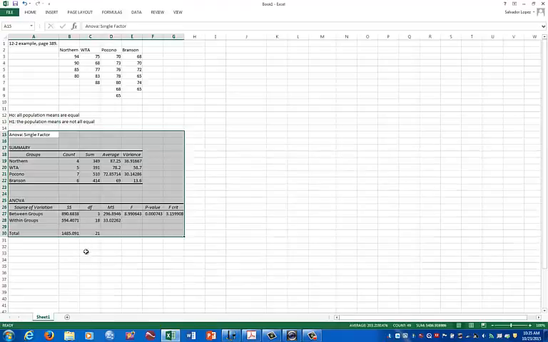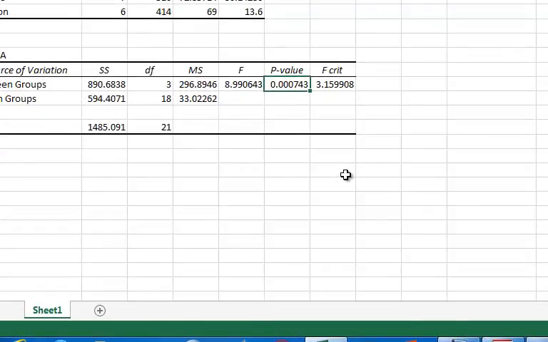I get my results, and from a p-value less than 0.05, I conclude that not all population means are equal. We reject the null hypothesis. You can also look at the critical value: the F statistic is larger than the critical value, so therefore we reject the null hypothesis.